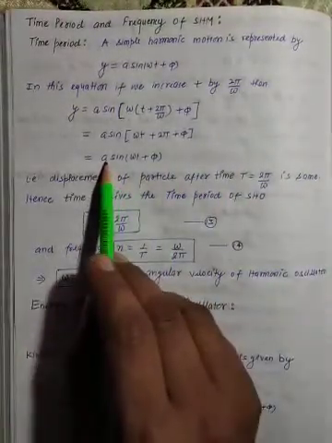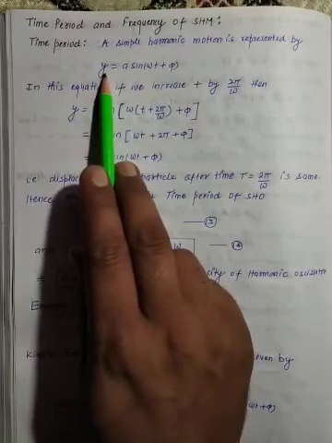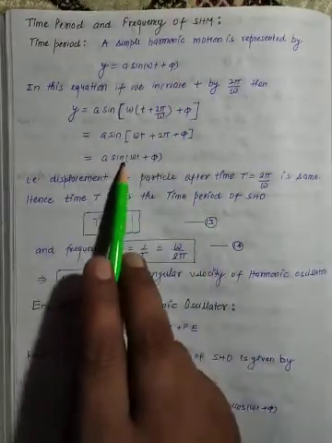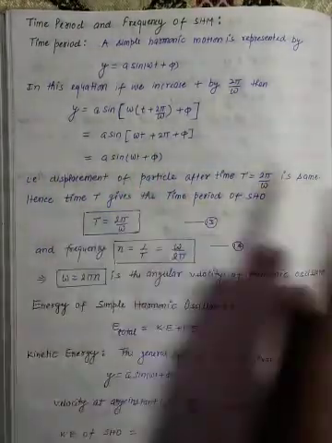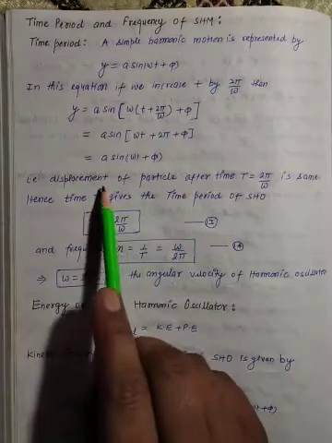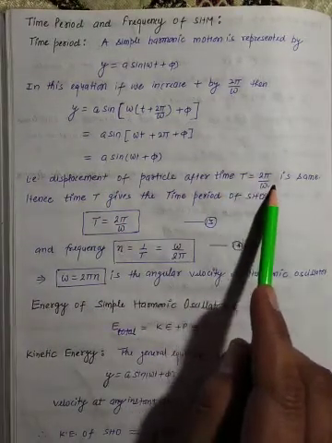So y is equal to a sin omega t plus phi, and look at this displacement equation, y is equal to a sin omega t plus phi. There is no change. That means the displacement of the particle after time t equal to 2 pi by omega is the same.